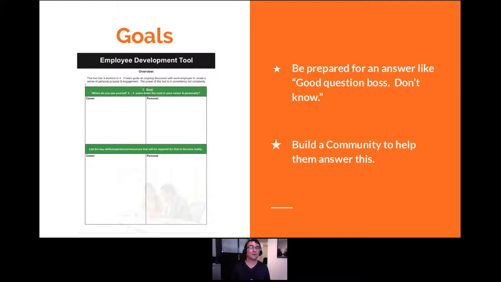Where do you see yourself two or three years down the road in your career and personally? I will say this, the personal side, they don't have to answer it. You can divulge as much or as little as you want in that section, but stress the importance of them actually doing this for themselves, even if they don't share it with you. Most employees will share it with you, but here's the scoop.